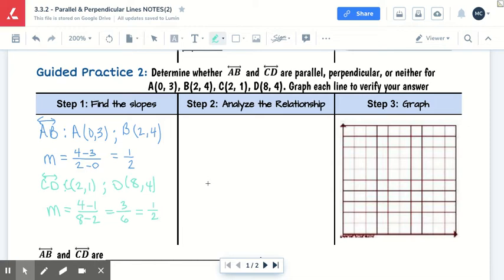And so next up, I need to analyze the relationship here. I got that the slope of the first one is 1/2. So the slope of line AB is 1/2. The slope of CD is also 1/2. So the slope of AB is equal to the slope of CD.